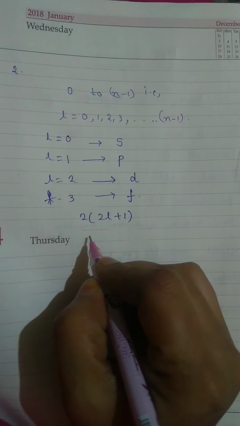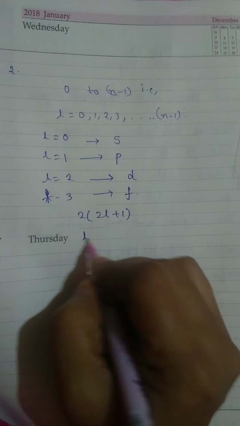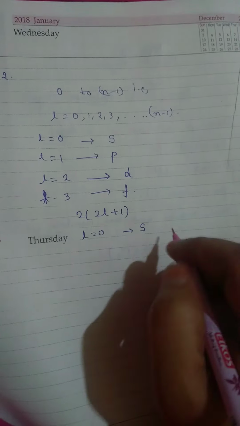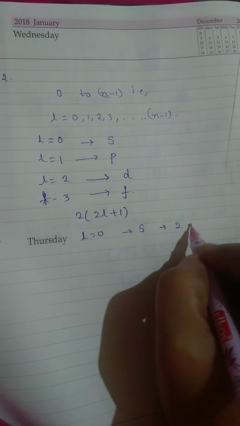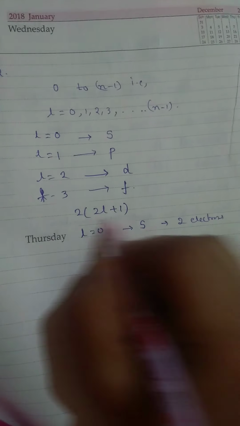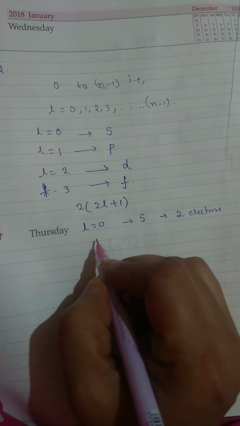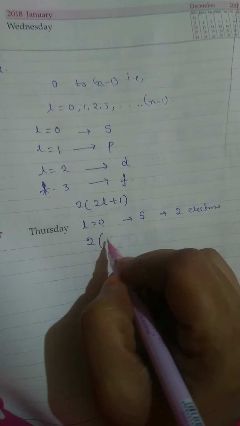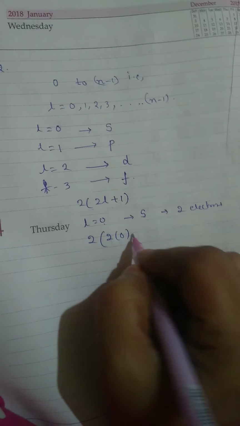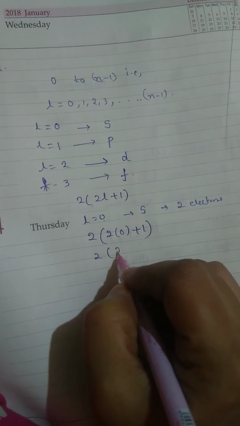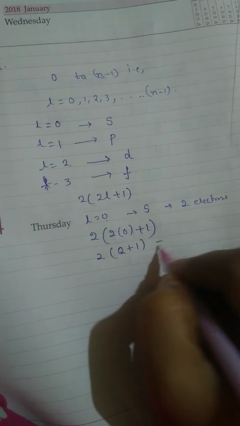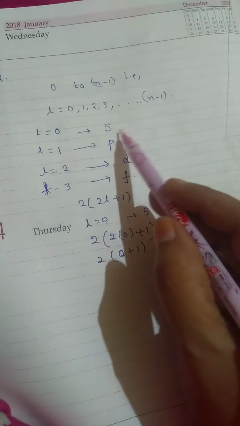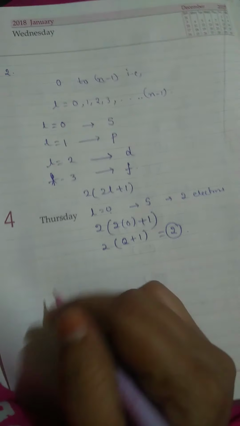The number of electrons in a subshell is equal to 2 into (2l plus 1). If l is equal to 0, the s subshell can hold only 2 electrons by this equation. Suppose l is equal to 0, then 2 into (2 into 0 plus 1), which is 2. Only 2 electrons can exist in the s subshell.